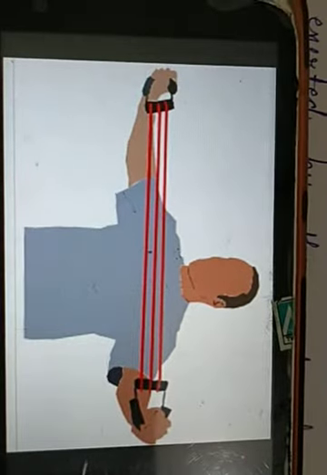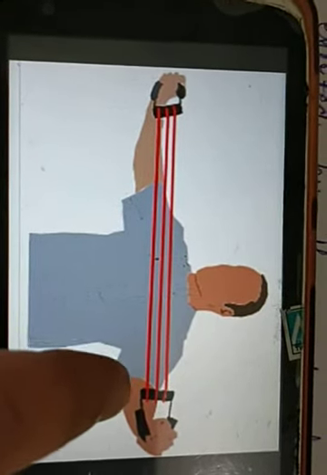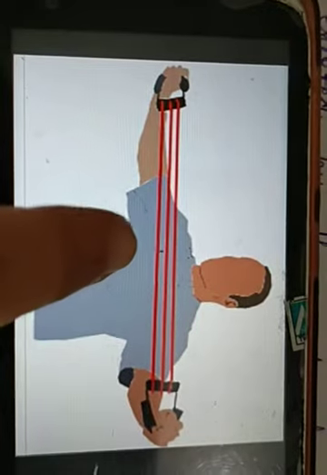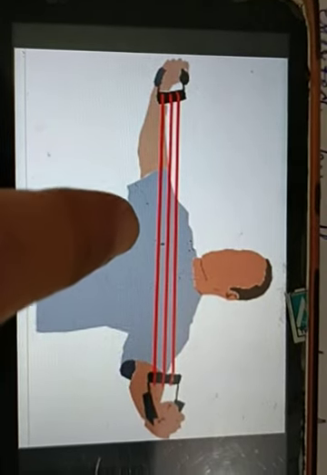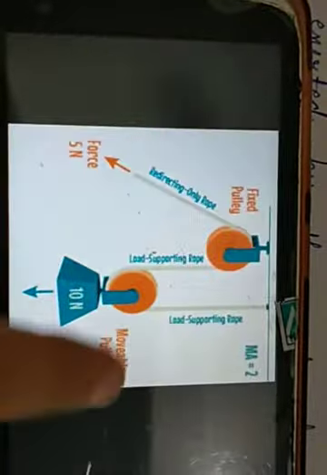Now this is also an example of an elastic force in which the person is stretching this apparatus, and when they stop stretching, then it will again come to its original position. So this is also an example of an elastic force. So these two are basically examples of elastic force. What I have written: the force which changes the shape or size of an object by stretching it is referred to as an elastic force.